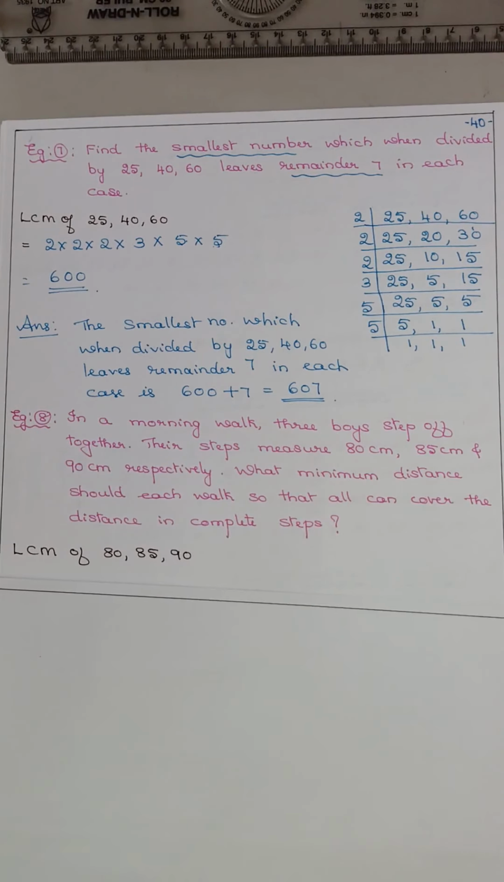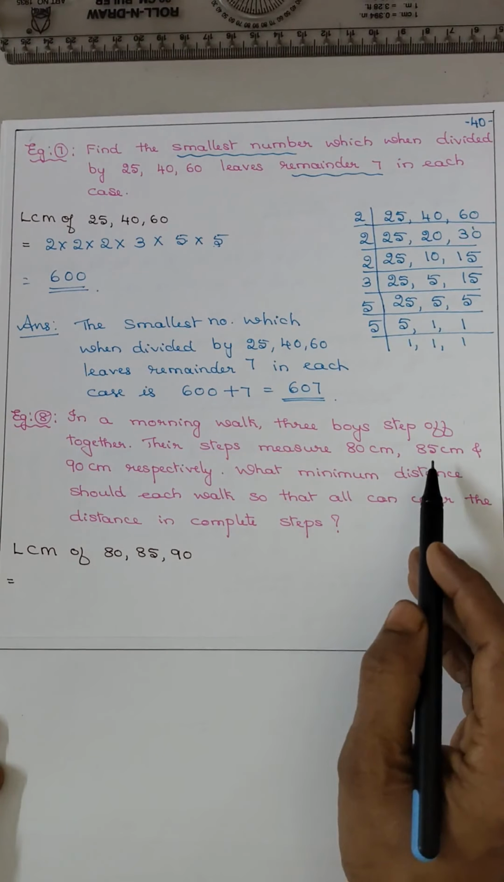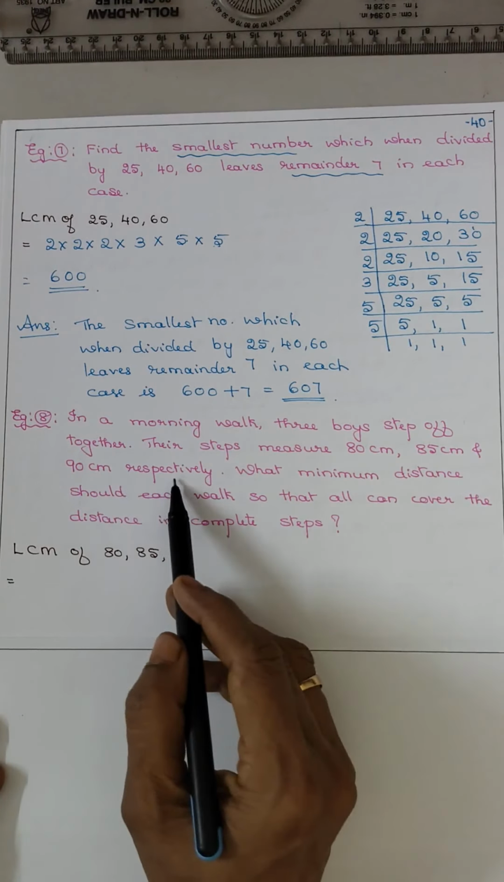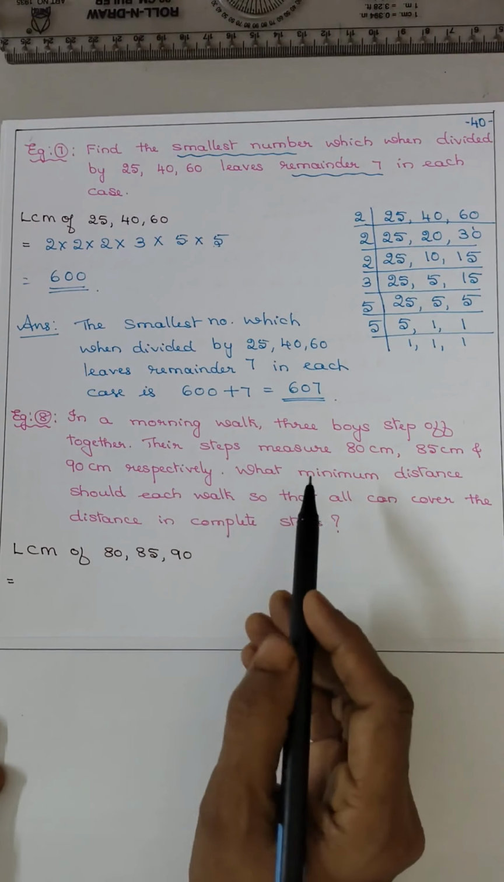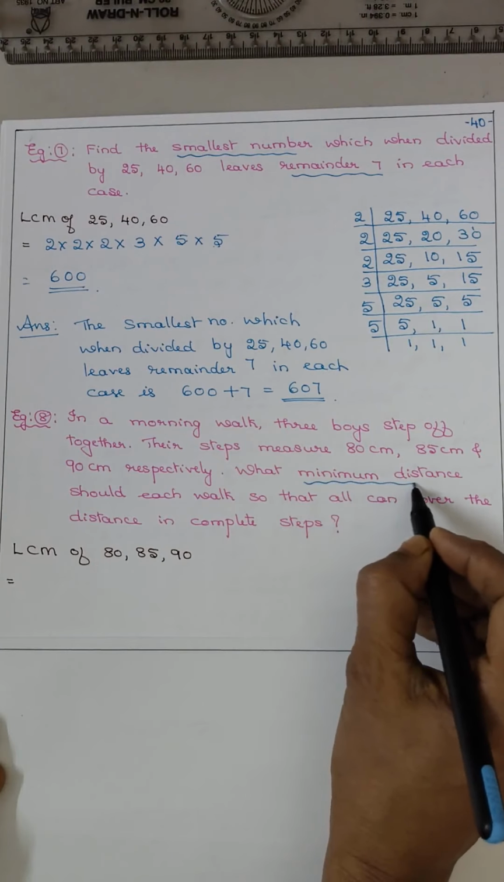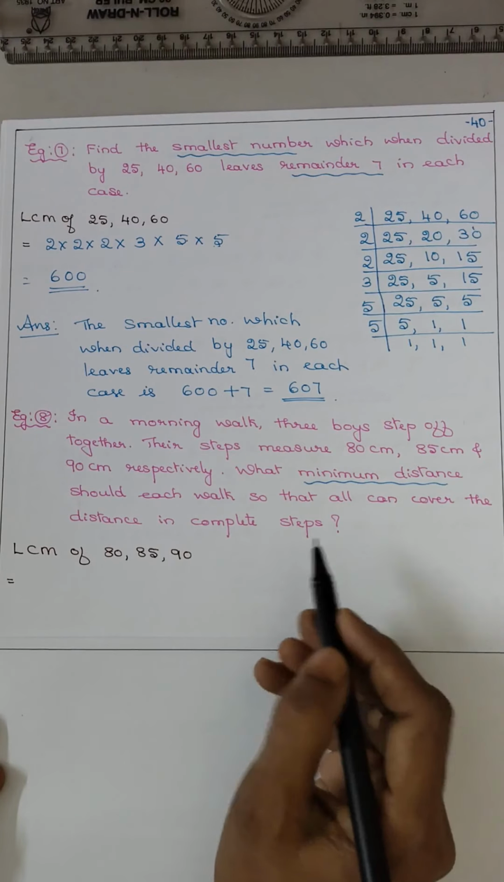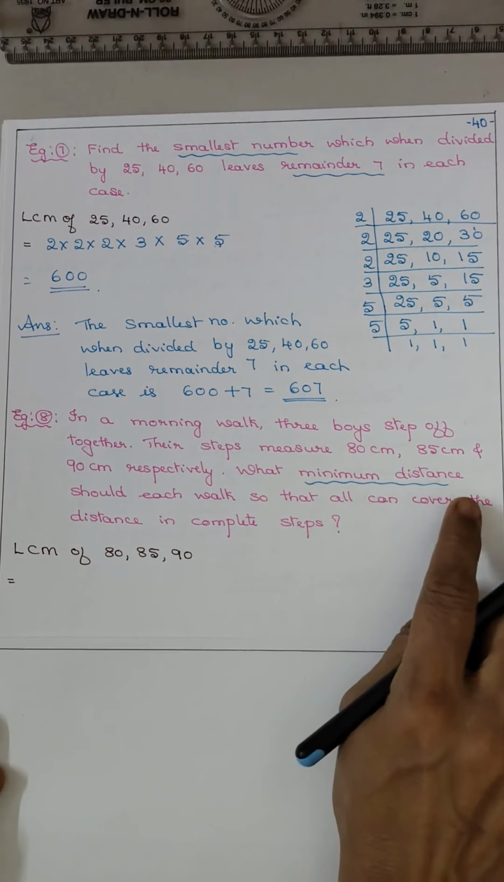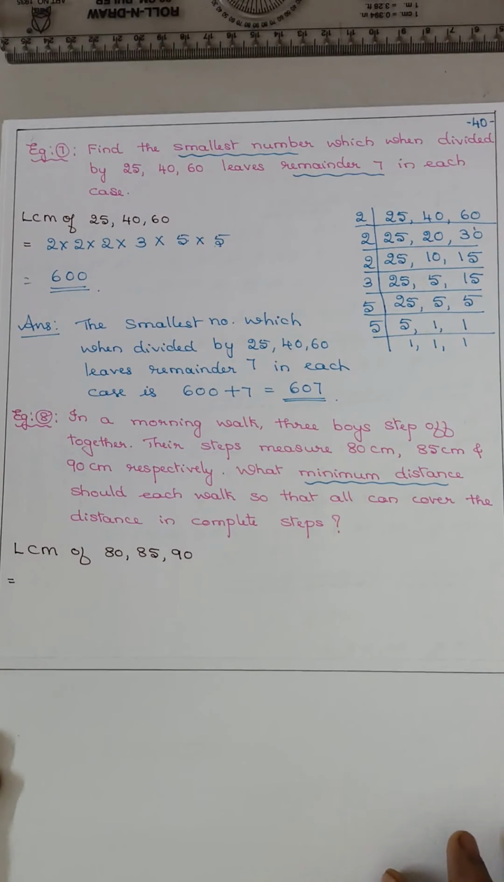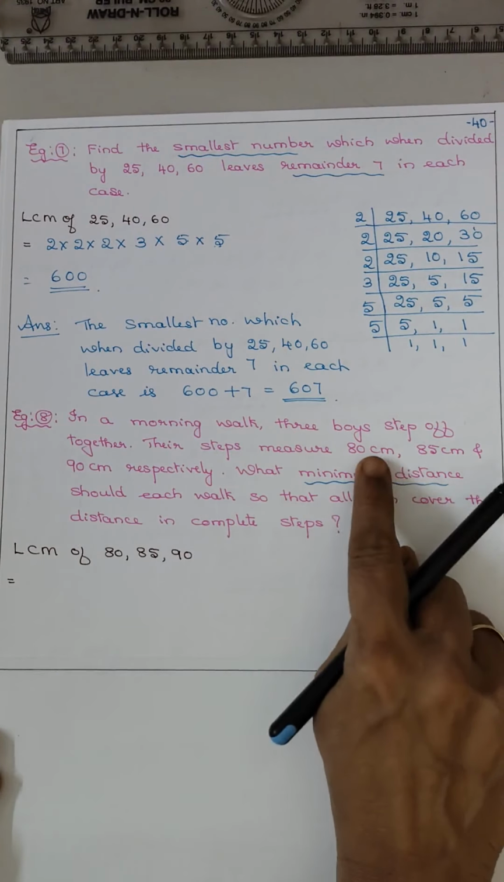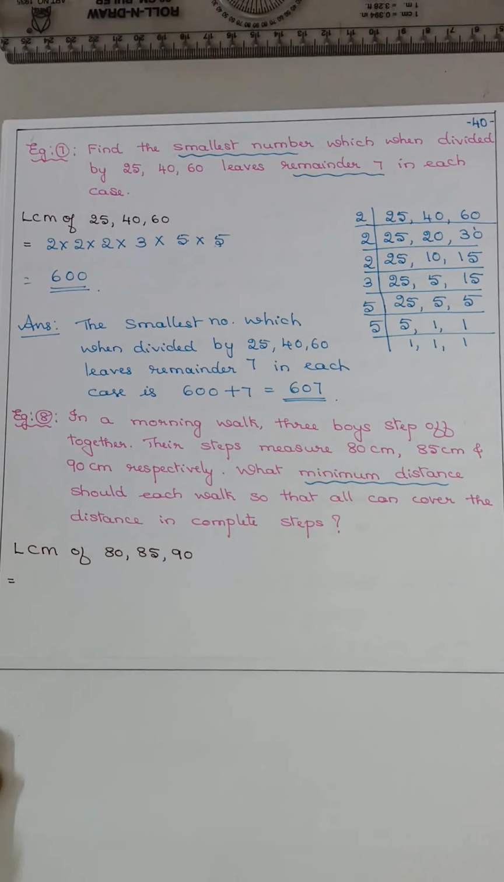Hope everyone understood. Now coming to example 8. In a morning walk, 3 boys step off together. Their steps measure 80 centimeter, 85 centimeter and 90 centimeter respectively. What minimum distance should each walk so that all can cover the distance in complete steps? Minimum distance, then it is LCM. So find LCM of 80, 85 and 90.